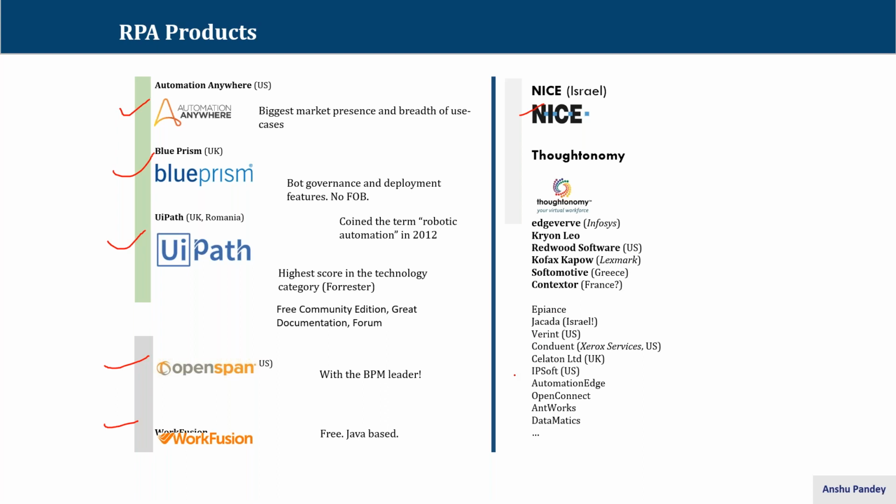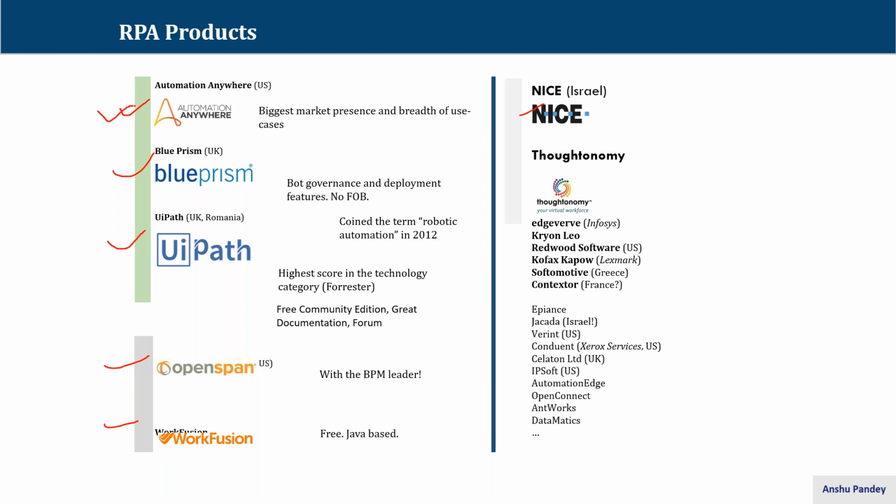There are multiple tools available. The top-notch tool is Automation Anywhere. Automation Anywhere has the biggest market presence and breadth of use cases, widely used in different industries. Second on the top-notch list is Blue Prism. Bot governance, and one of the very earliest and oldest platforms in RPA, is Blue Prism.